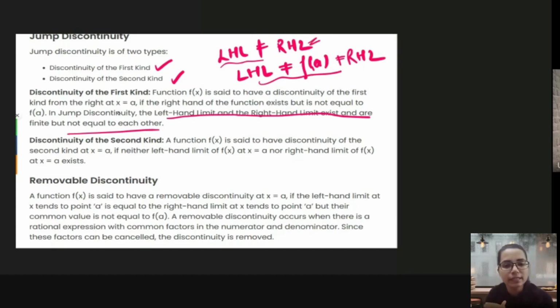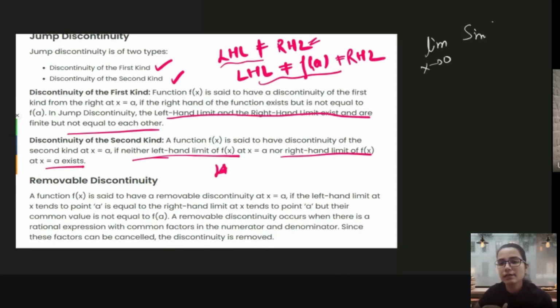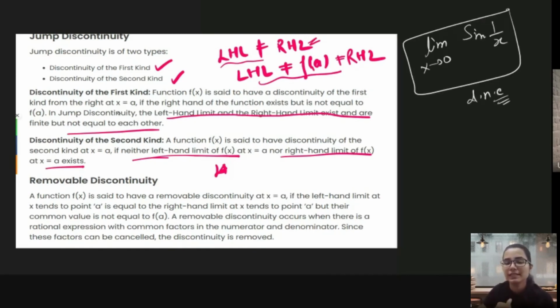What is discontinuity of second kind? A function is said to have a discontinuity of second kind if either the left hand limit or the right hand limit does not exist, or if neither the left hand limit nor the right hand limit exists. It could be something like: if I ask you the limit as x approaches 0 of sine 1 by x. This limit is an example of a limit not existing. So this is an example of discontinuity of second kind.